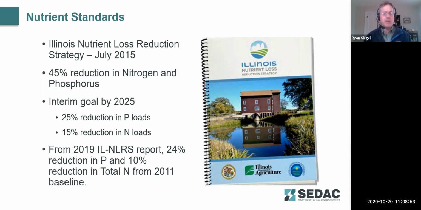So nitrogen, we are still making good progress. 10% on the way to our 15% goal. Here we are using 2018 data. We're just into this not even 5 years, and so having some very good success with this.